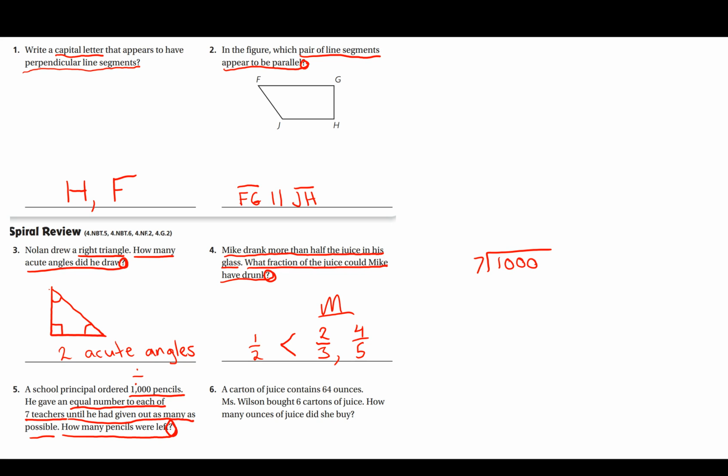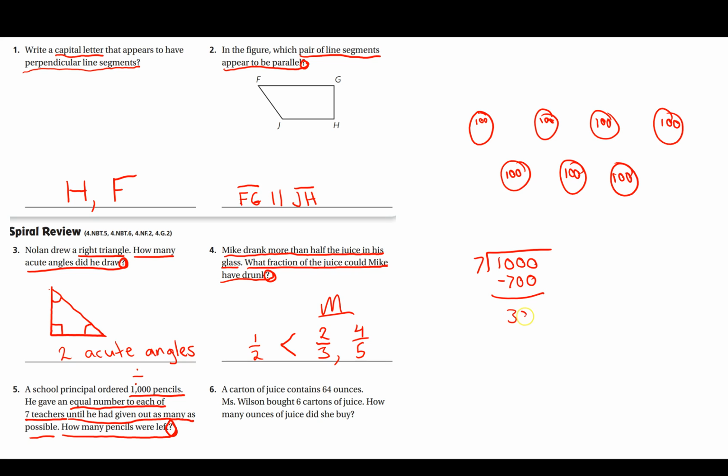So again, a lot of different ways we can do this. We could do repeated subtraction. We could draw a picture and model the 7 teachers, and then start giving them pencils. I would probably start with 100. If you're going to do that, you don't want to do 1,000 little dots, but you could say, okay, let's start with giving each teacher 100 pencils. That would be 700 of the pencils. So then there would only be 300 left.